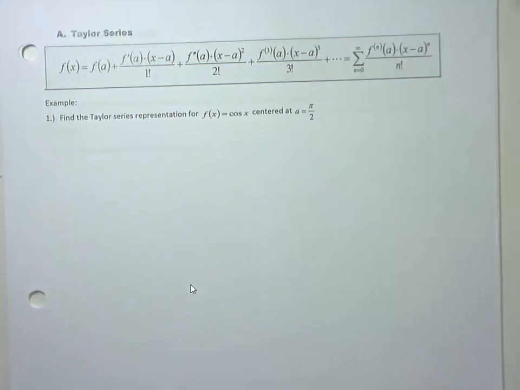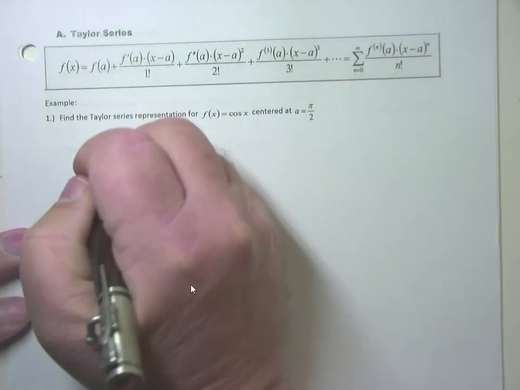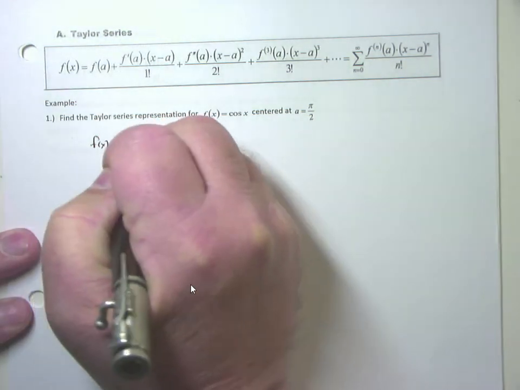You've got to have two things. You've got to have a function, and we've got to give you a centering point where you want this Taylor series to be centered at. That's what we call a. a is your centering point. So in this first example, I have here, find the Taylor series representation for the cosine of x centered at the point pi halves. So you've got to have your function, f of x. This is the cosine of x.